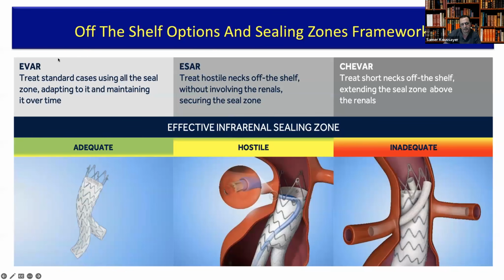So just to summarize it, guys: if you have a long neck, long sealing zone, do EVAR. If you have a short neck, long sealing zone, I think it's called a hostile neck, I think endo anchors will work fine. If you have a short neck, short sealing zone, we have an inadequate neck, then you have to do a SHEVAR or go with a BEVAR or FEVAR.